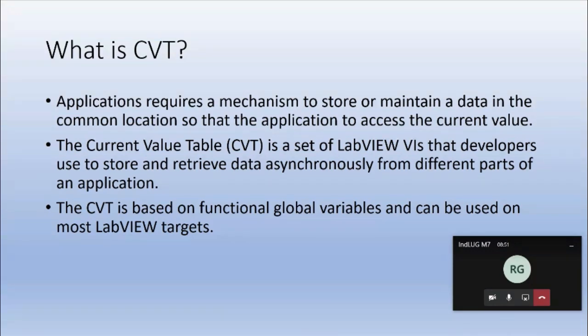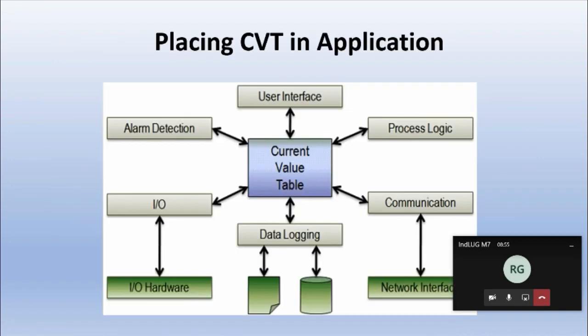As I said, it is based on the functional global variable. So how exactly do we place the current value table in the application? For example, we have a central storage mechanism. The different parts of the application can store and retrieve data from the current value table. As the name itself says, the current, most recent value can be accessed from the common storage mechanism.